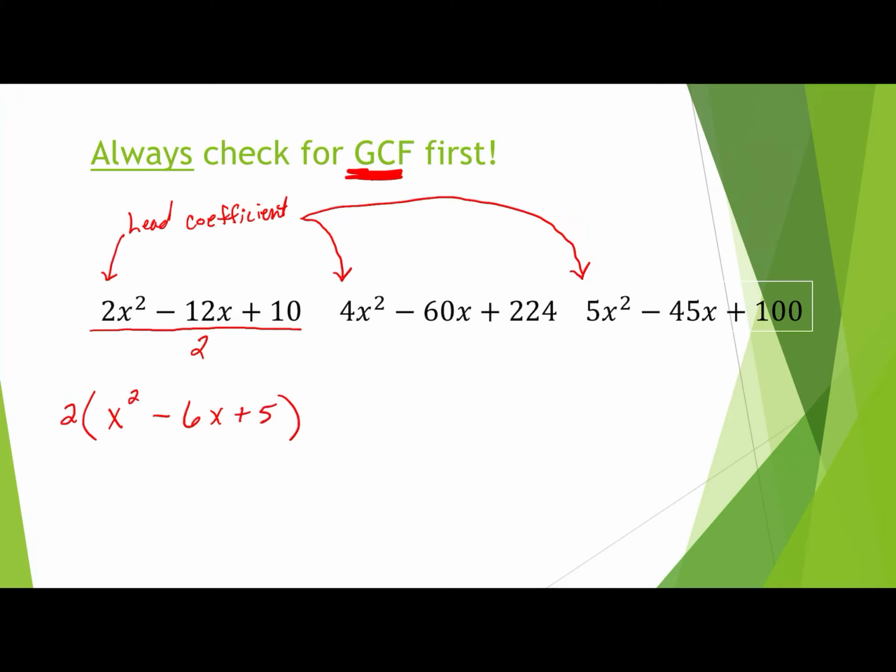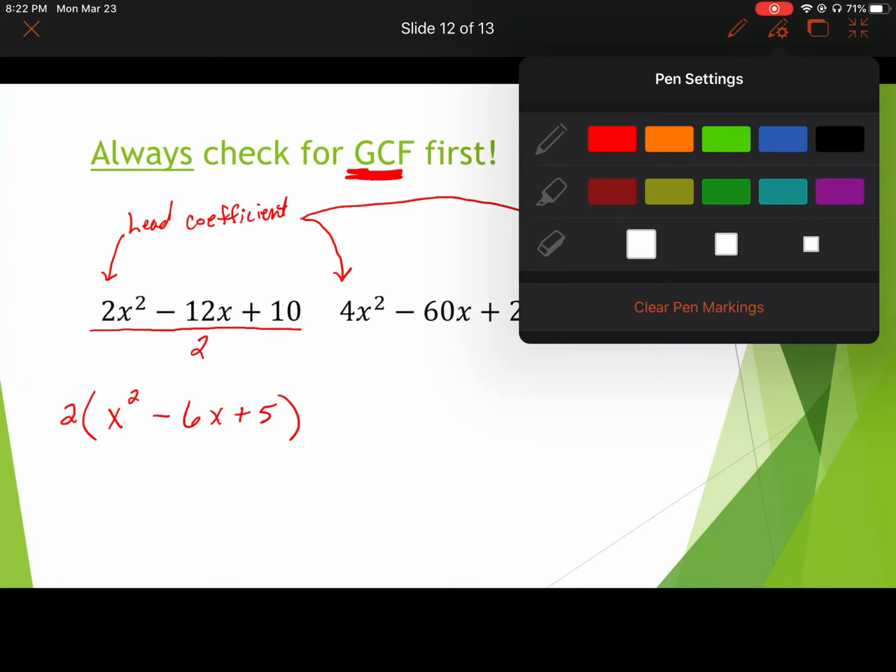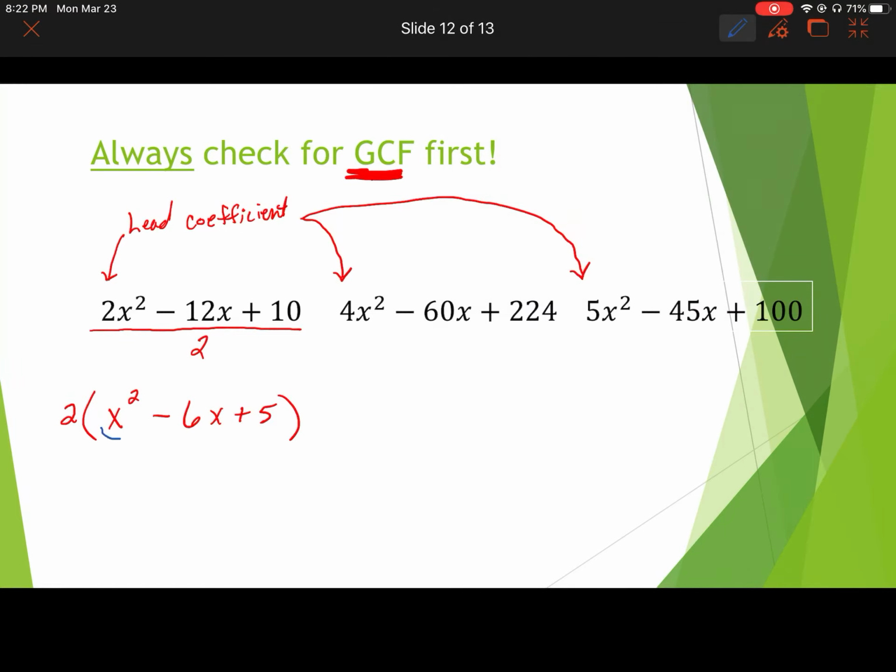But now what we're going to do is, let me change colors here. Now what we're going to do is we're going to factor just the part inside the parentheses. So we're going back to what we just did. So we're looking for the factors of 5 that add up to a negative 6.